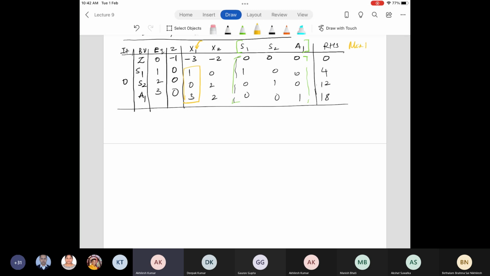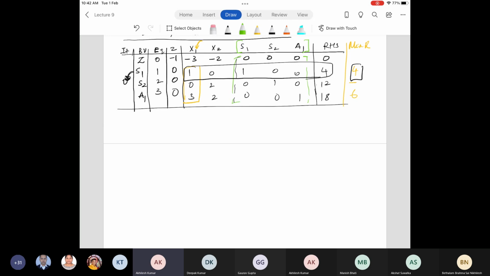My minimum ratio can be obtained as 4 by 1 equals 4. 12 by 0 not possible. 18 by 3 is 6. Since the minimum is 4, this is my pivot row. So which one is leaving the basis? S1 is leaving. S1 will leave the basis.